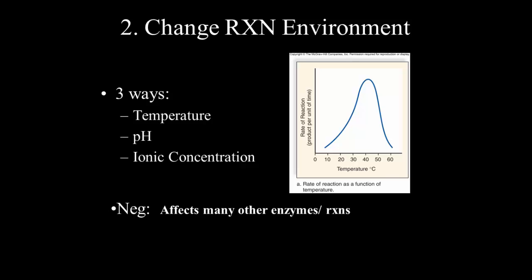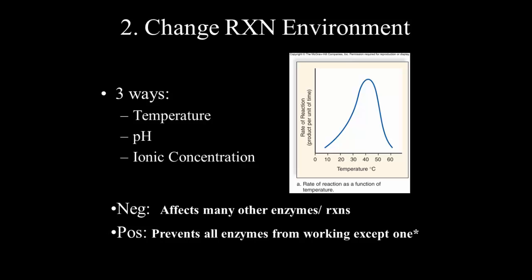Now there's a negative effect of trying to control an enzyme using this method. The negative effect is that all the enzymes in that environment are affected by the change in temperature, pH, or ion concentration. So this is not a really good way to change how one enzyme works among a lot of others. On the other hand, there is a positive. Suppose you want all reactions to cease or not occur except for one or two. In this case, changing the environment makes it a bad place for a lot of enzymes except for the one that's specially able to tolerate those conditions.